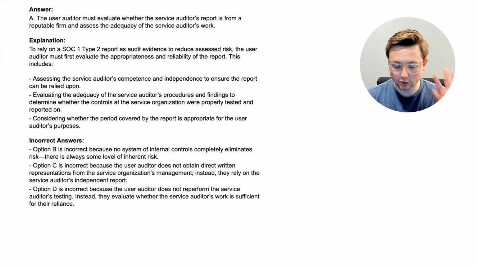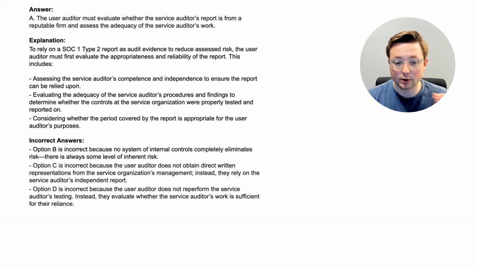This includes, so let's go through these things that need to be included, assessing the service auditor's competence and independence to ensure the report can be relied upon, evaluating the adequacy of the service auditor's procedures and findings to determine whether the controls of the service organization were properly tested and reported on, and considering whether the period covered by the report is appropriate for the user auditor's purposes. Okay, these are the conditions that have to be met for the user auditor to use this as audit evidence.